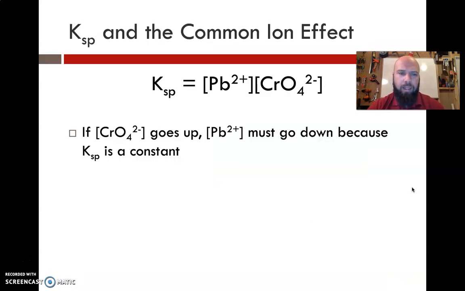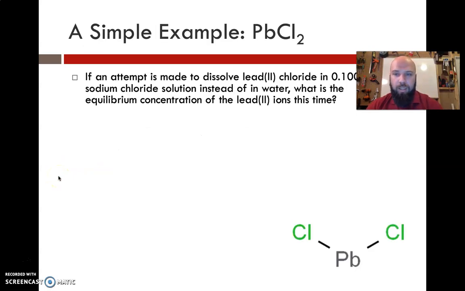Looking at that example, think of this as an equilibrium shift. The number here increases, so if this increases, to reach the KSP, your lead would have to go down. And that lead goes down by forming more of the solid, which would precipitate out of the solution, since the KSP is always a constant. Here's a simple example.